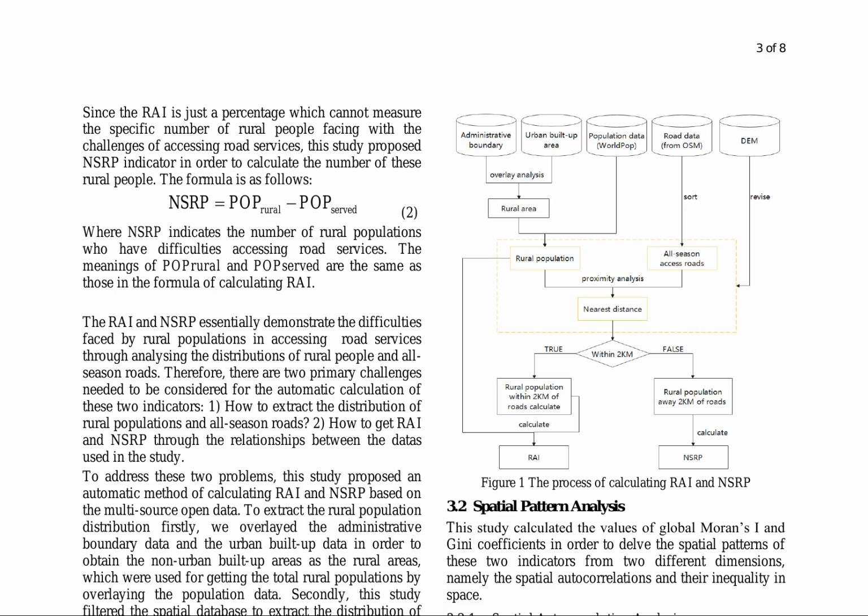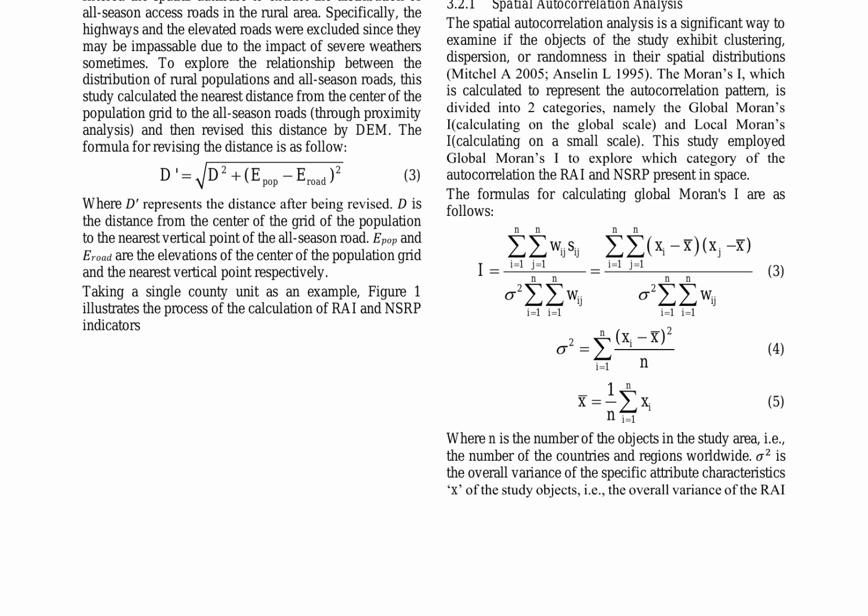an automatic calculation method. To address this, the study proposes a method based on multi-source open data, involving the overlay of administrative boundary data and urban built-up data to extract rural population distributions. The spatial database is filtered to extract the distribution of all-season access roads in rural areas, excluding highways and elevated roads. The study then calculates the nearest distance from the center of the population grid to the all-season roads using proximity analysis, which is revised by incorporating the Digital Elevation Model, DEM, to account for elevation differences. This revised distance is essential for calculating the RAI and NSRP indicators.